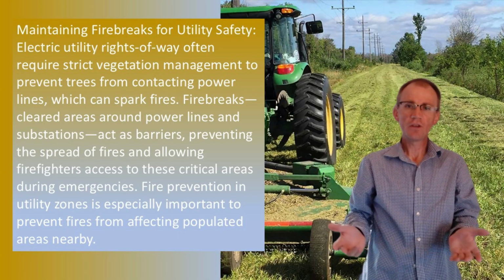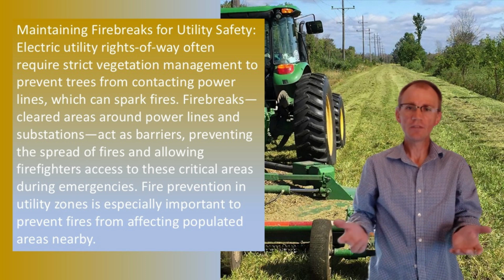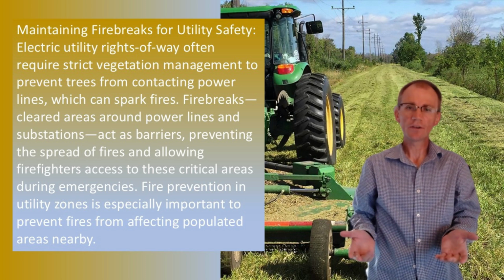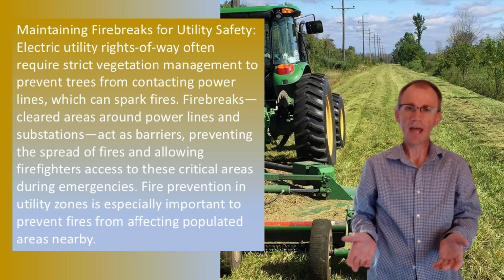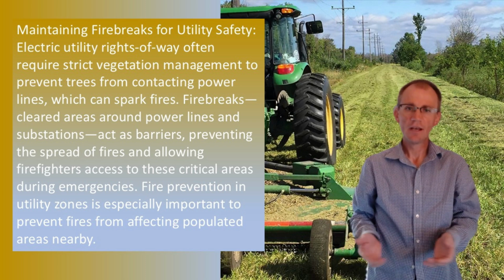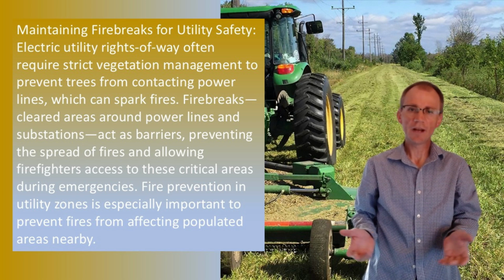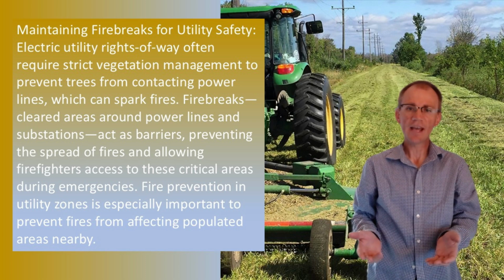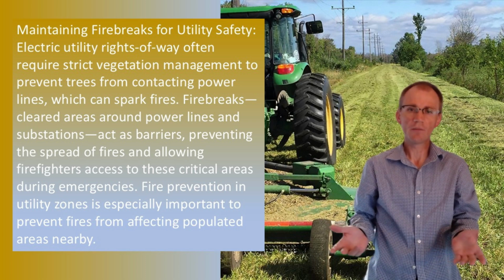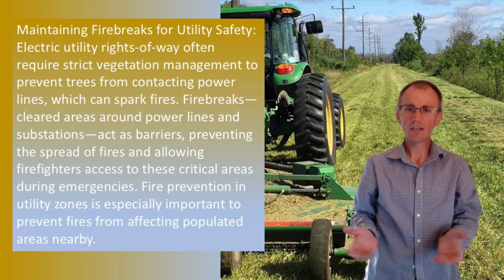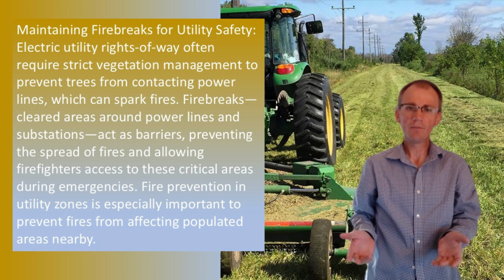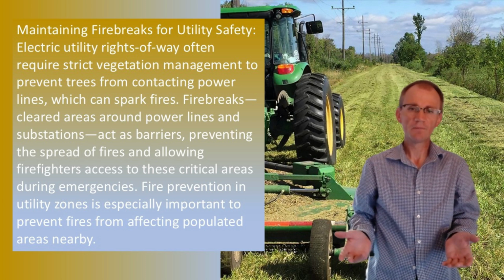Maintaining fire breaks for utility safety. Electric utility rights of way often require strict vegetation management to prevent trees from contacting power lines, which can spark fires. Fire breaks, cleared areas around power lines and substations, act as barriers, preventing the spread of fires and allowing firefighters access to these critical areas during emergencies. Fire prevention in utility zones is especially important to prevent fires from affecting populated areas nearby.